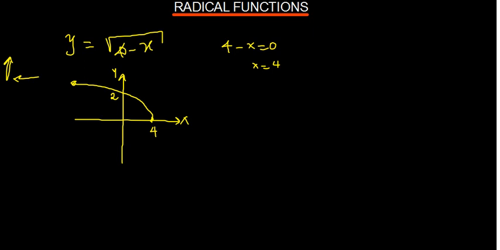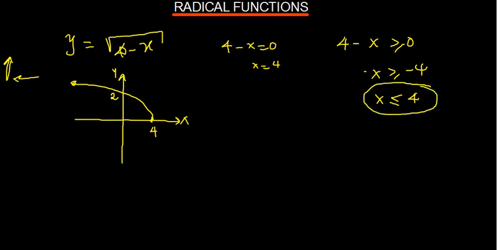You could have determined also the domain by just looking at what is inside. You know that for a radical function, 4 minus x should always be greater than or equal to 0. I'm going to take the 4 to the other side, so negative x is going to be greater than or equal to negative 4. Divide both by a negative. When you divide by a negative for a radical function, the sign is going to change, positive 4, meaning that the domain is all values of x less than or equal to 4.